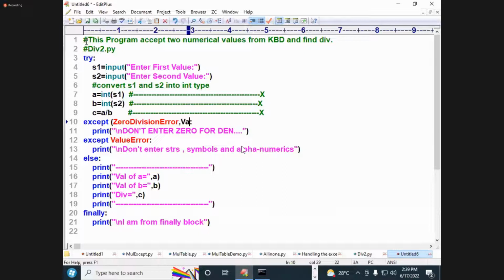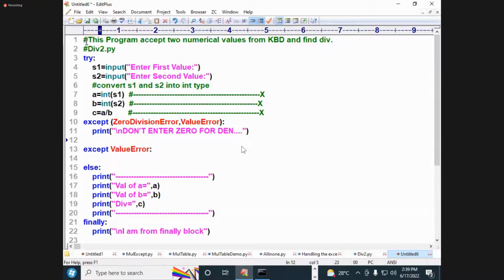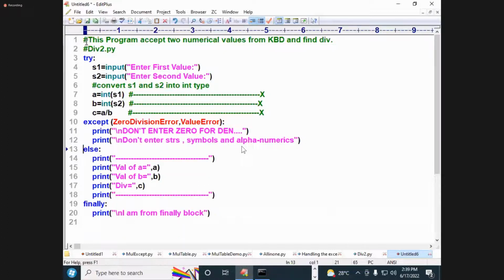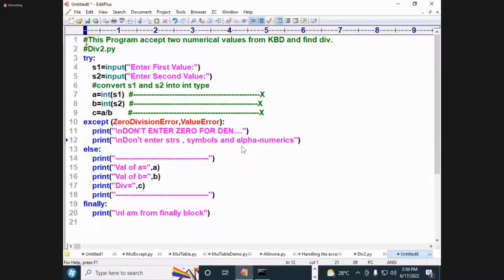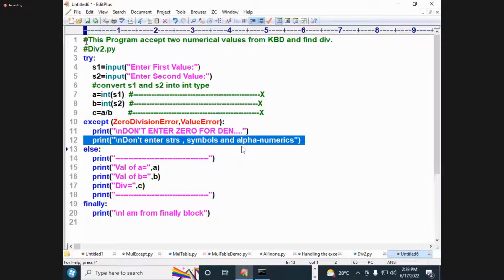Now I'm writing here, I'm cutting that message. Writing here is called what? Something like this. So don't enter zero for denominator. I'm giving one more message: don't enter strings, symbols and alphanumeric. So some sort of code is also reduced. So how is it working?